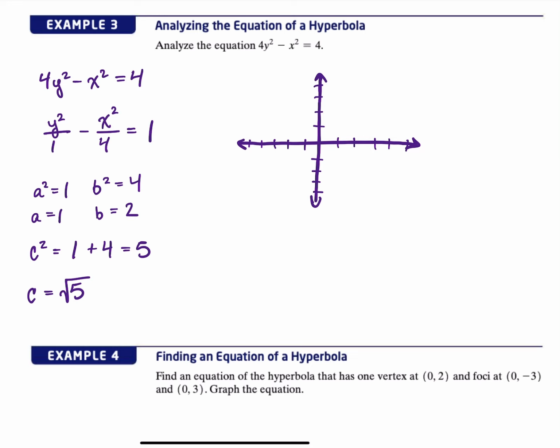Our center is at the origin. Our A value is 1, and it's underneath our Y term, so that means our vertices will be above and below the center point. So I'd go up 1 unit and down 1 unit. That will locate our vertices. And then I will go to the left and right a distance of 2. That will be our B value. So that will tell me the edges of the box that we will create.